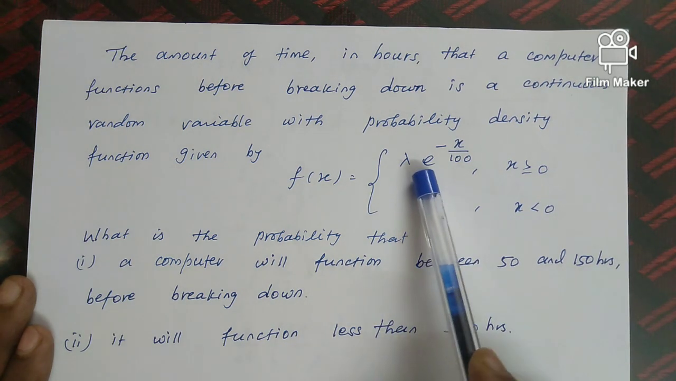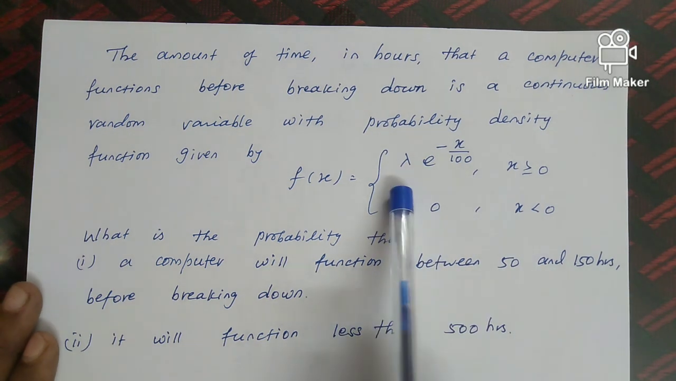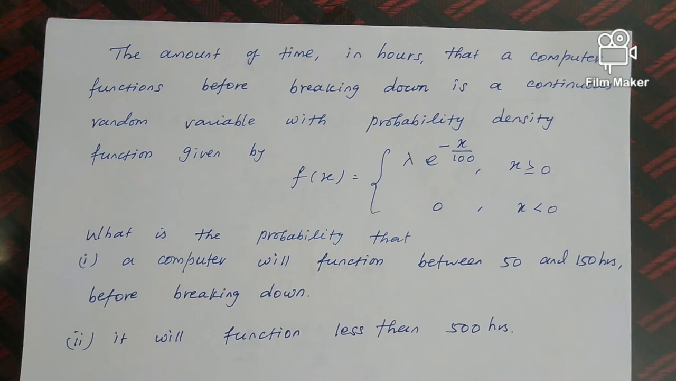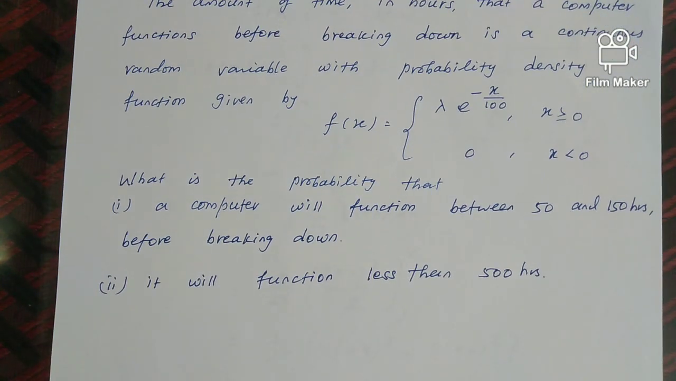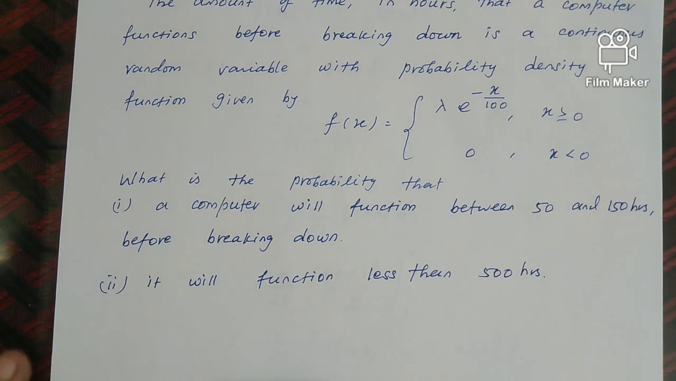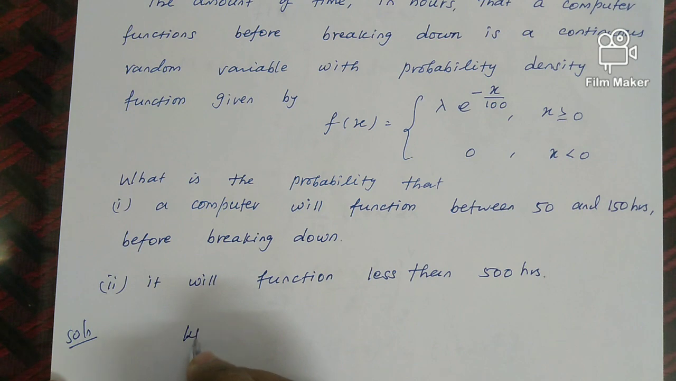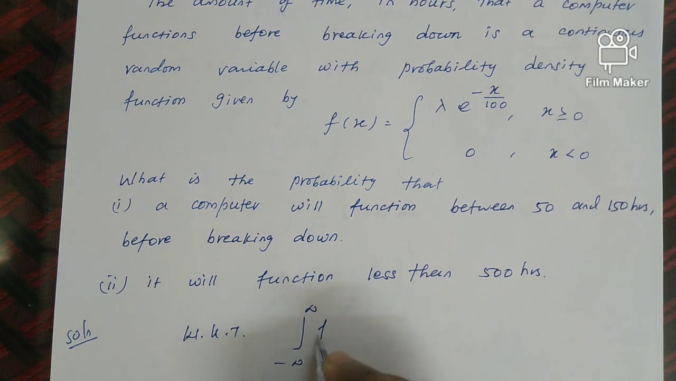Before that we have to find the value of lambda. How do we find the value of lambda? Using the property of the density function, integral minus infinity to plus infinity f of x dx equal to 1. Using that property we are going to find the value of lambda first. So look at the solution. We know that integral minus infinity to plus infinity f of x dx equal to 1.